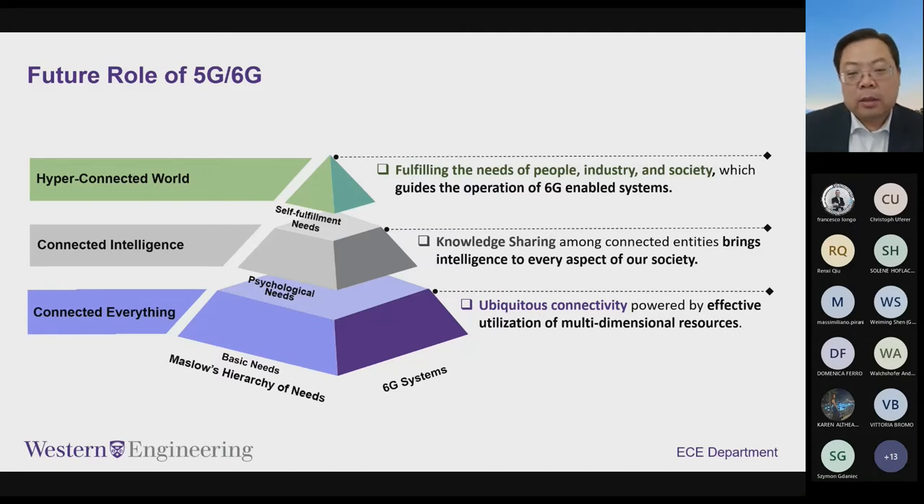Now, on the next level, we could use the network to achieve connected intelligence, so that we can exchange knowledge, not just raw data, but knowledge sharing. The highest level is the value realization, particularly for the vertical industry, where we have all kinds of systems and diverse needs. So value realization really needs lots of intelligence. So this is, in a very brief way, the future role of 5G and 6G.